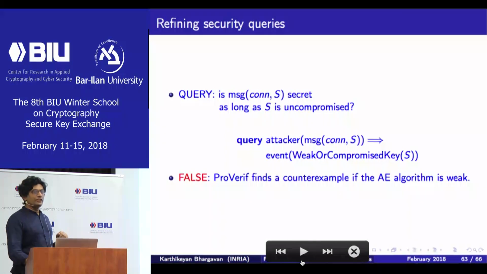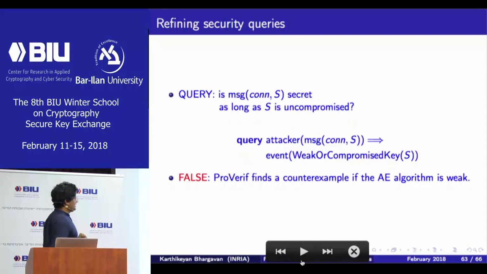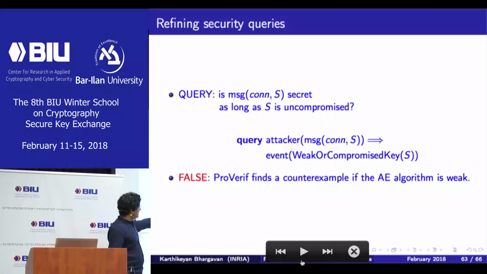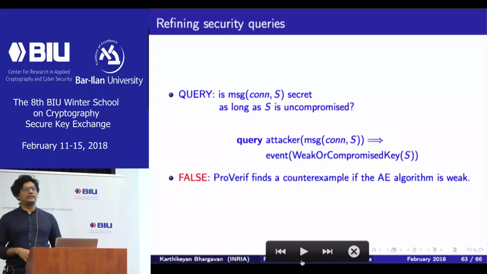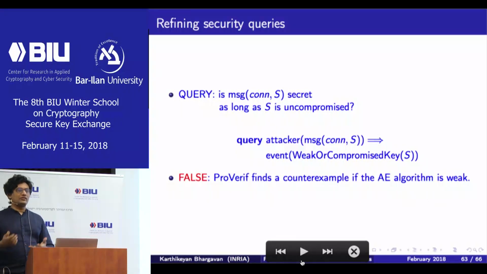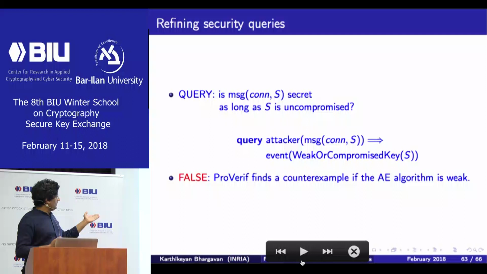So then you can refine the security goal query, and you can say, oh, okay, can you prove to me that if the attacker manages to obtain the message which is being sent to S, it must be the case that the server's key was either weak or compromised. And weak or compromised means that if it's an RSA key, then it had better be a strong long-term key, and compromised means that the attacker has actually been able to obtain it. So in either case, we are asking ProVerif to show that the only condition under which the message could be known to the attacker is if the server's key has been compromised.